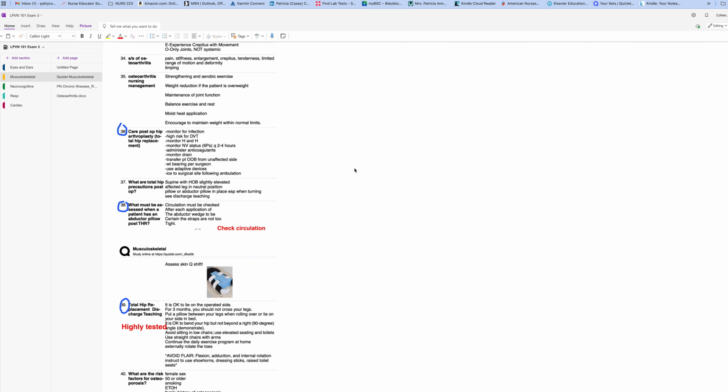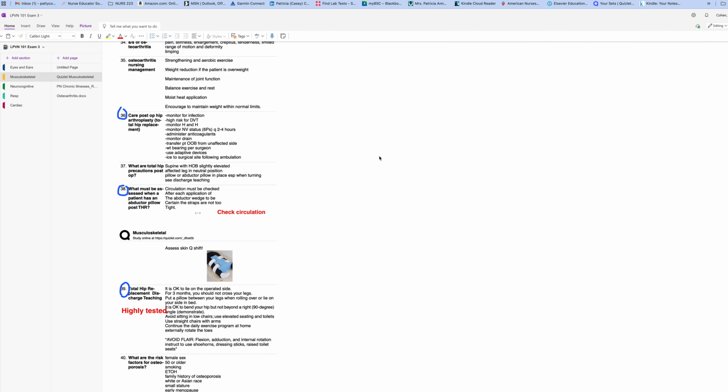Hip replacement, you want to make sure you're monitoring for infection. Hip replacement has the highest incidence of DVT after surgery, so make sure you're reviewing the signs and symptoms of DVT. We've gone over it before. Make sure if they're on heparin, you're checking the H&H and the platelet levels, because heparin can decrease platelet levels, right? You want to monitor neurovascular status, the 6Ps. So for the first 24 hours, it's going to be every 1 hour times 24.